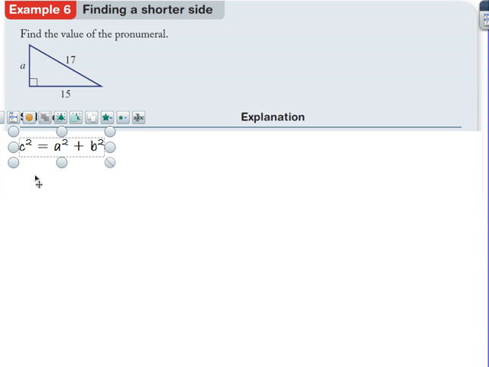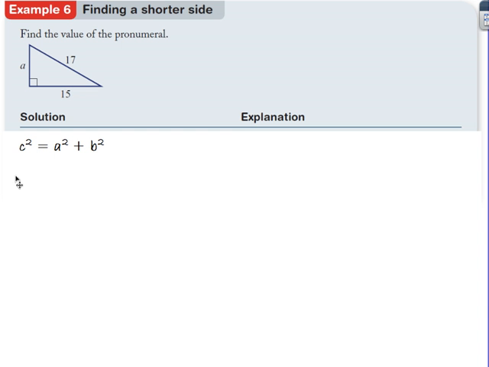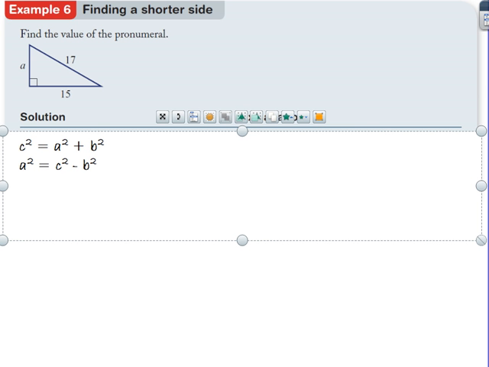Step 2 tells me to rearrange it. So I want to rearrange it so that a squared is at the front. So let's go back to our first slide, which tells me the different ways I can rearrange Pythagoras' theorem. So a squared equals c squared minus b squared is going to be the one I want to use. So there that is there. a squared equals c squared minus b squared.